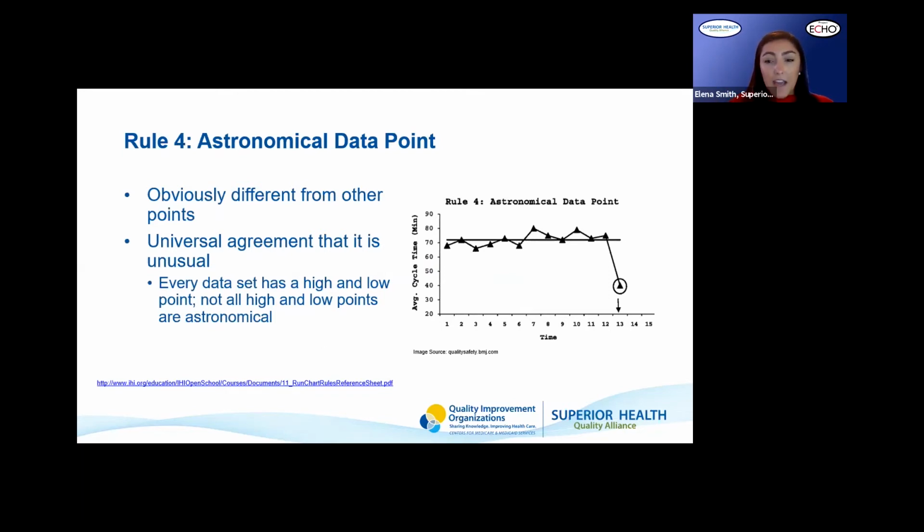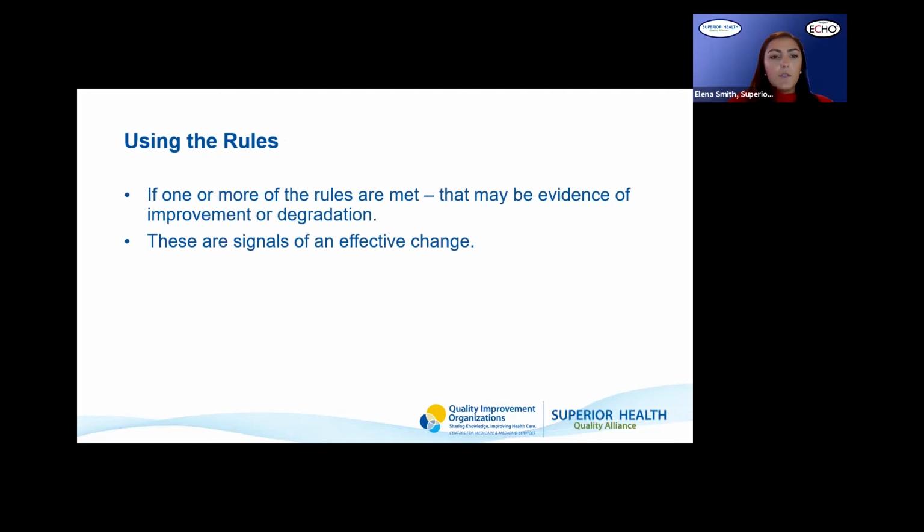If a chart looks at the number of vaccines given per day, and you see on day 13 right here that the number went way down, you would want to look into why that was. Maybe you were running low and weren't getting a new shipment in until that evening, so things slowed down. That's what an astronomical data point can tell you. So using those rules, if one or more of those rules are met, that may be evidence of improvement or degradation. And these are signals of an effective change.